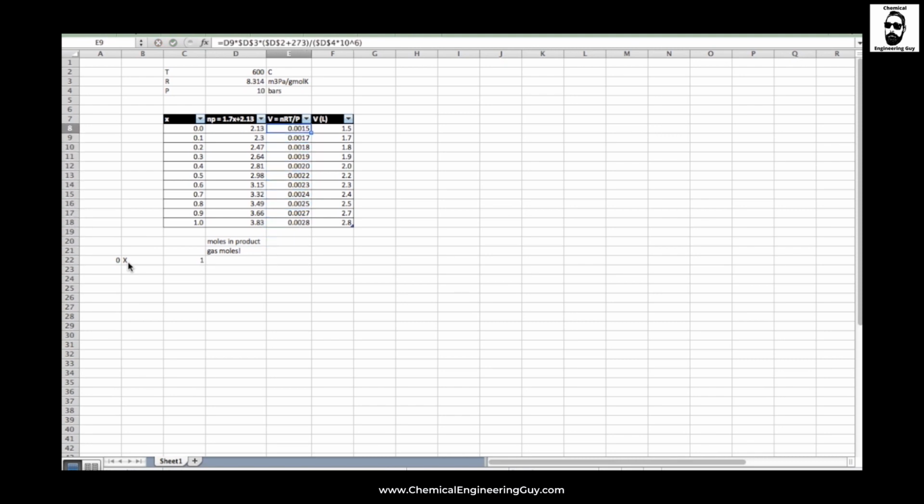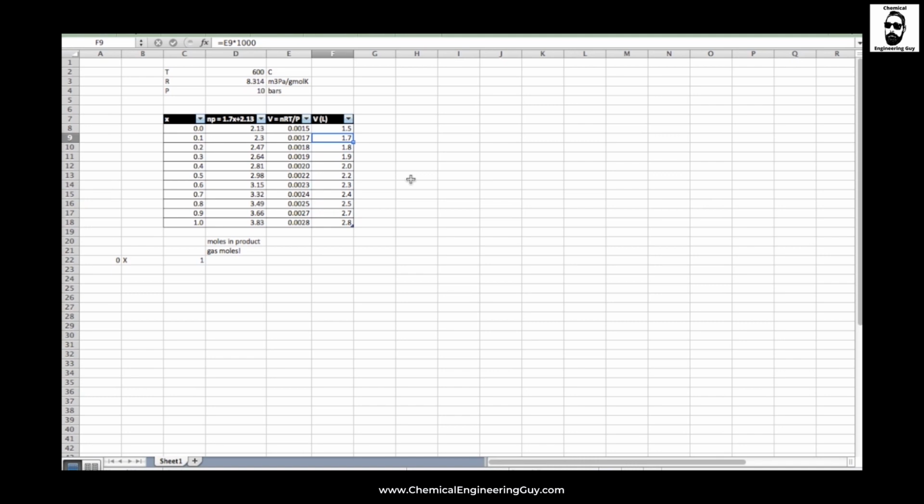And then I calculated the volume with V equals nRT divided by P. First, the total amount of moles, which is this blue cell, then times R, which is constant. That's why I have this as constant. Times 600 plus 273, which will give me the absolute temperature, divided by the 10 bars. I changed them to pascals. So I do everything here, guys, and essentially I got the volume. I converted it to liters, so you can have more tangible results.